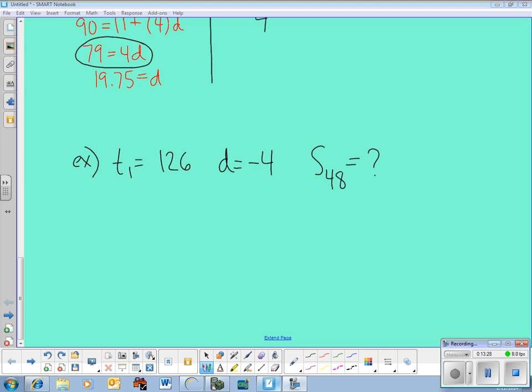Now, you need to know 3 things to add up a sum. You need to know the first one, the last one, and how many there are. Well, I know the first one. I know how many there are, but I don't know the last one. So what you have to do in a situation like this is step back and use the sequence formula to figure out the last one. This is a classic combination of the two formulas. Your first term plus n minus 1 times d is going to give us our 48th term.